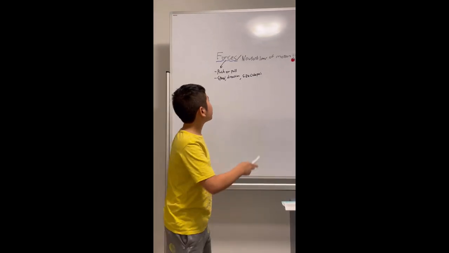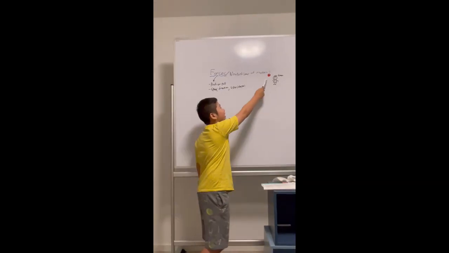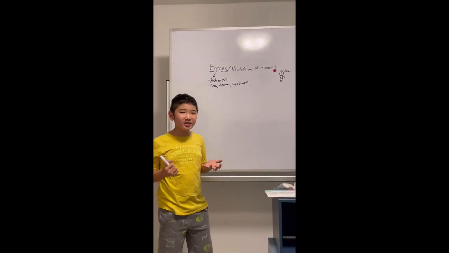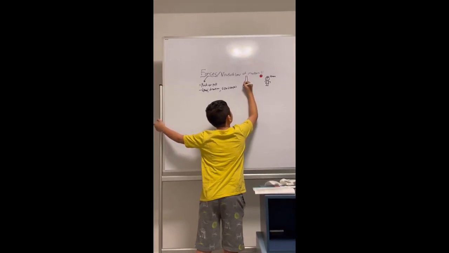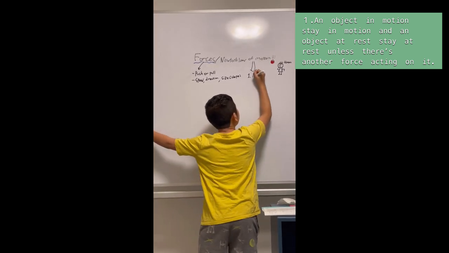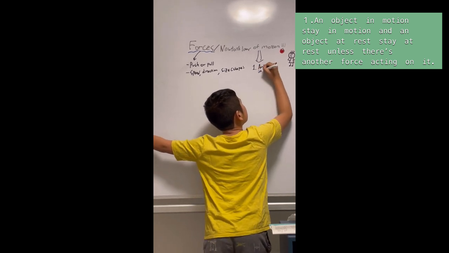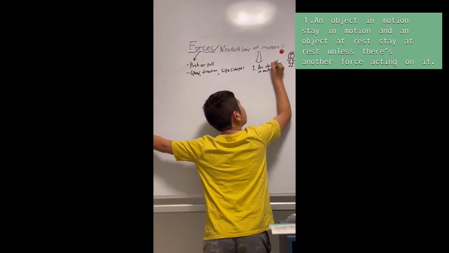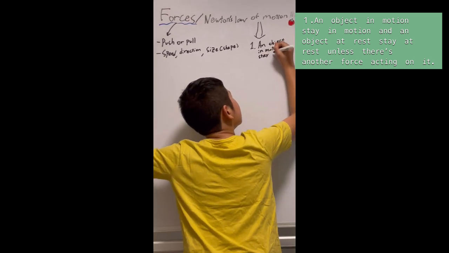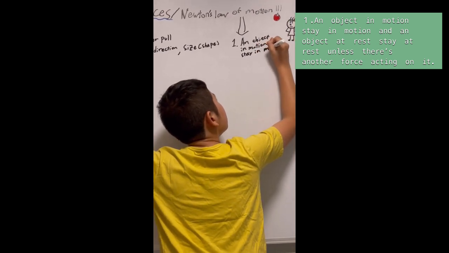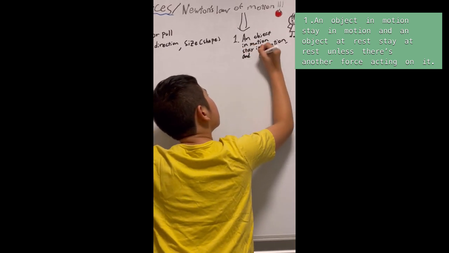And first, today I'm gonna start with Newton's laws of motion. You've heard of Isaac Newton, right? The guy that got hit by the apple and figured out gravitational force. So I'm gonna talk about his laws. The first law would be that an object in motion, you know what motion is, right? I told you yesterday, it's moving. It stays in motion. It doesn't stop.